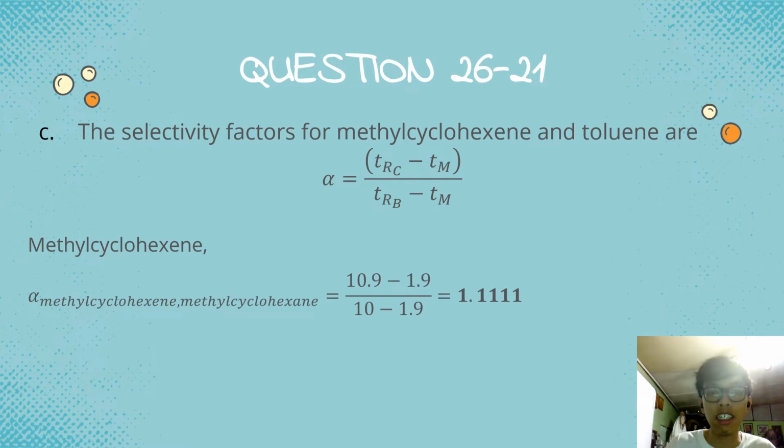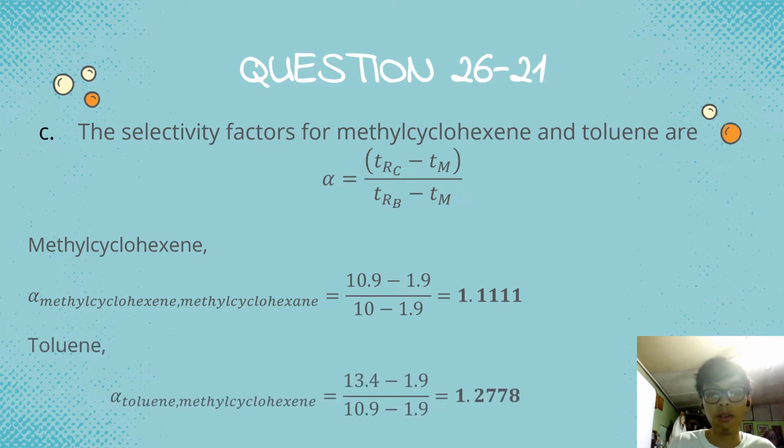So for methylcyclohexene, we take the retention time of methylcyclohexene as 10.9 and methylcyclohexane as 10, and we substitute that to this formula here, and that gives us a selectivity factor of 1.1111. Doing the same for toluene, given that the retention time for toluene is 13.4 and the retention time of methylcyclohexene is 10.9, that gives us a value of 1.2778. What these values pertain to is that separation is possible because the selectivity factors are greater than unity.